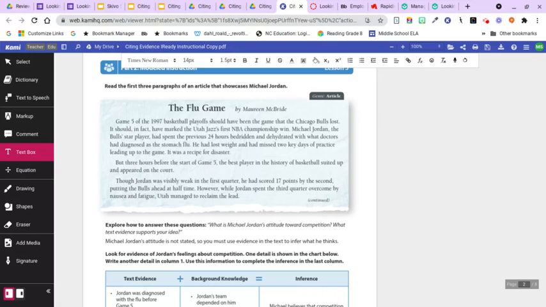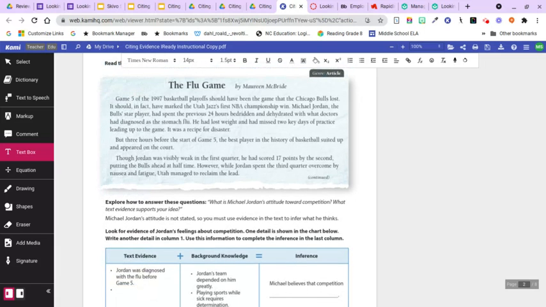But 3 hours before the start of Game 5, the best player in the history of basketball suited up and appeared on the court. Though Jordan was visibly weak in the first quarter, he had scored 17 points by the second, putting the Bulls ahead at halftime. However, while Jordan spent the third quarter overcome by nausea and fatigue, Utah managed to reclaim the lead.